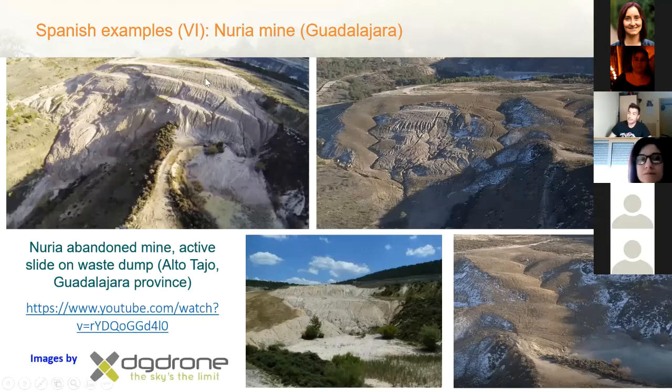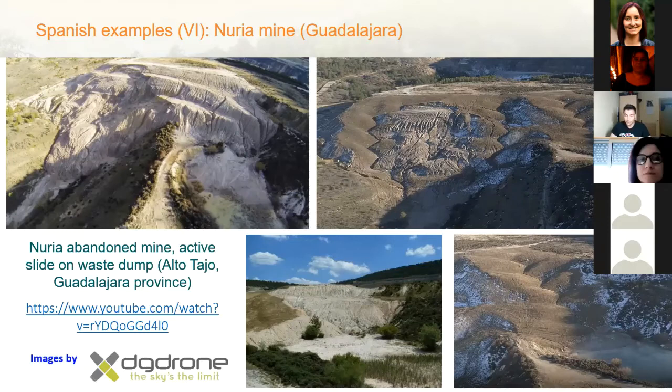Here in this mine, there was a waste dam restored in terraces. You can see the terrace here. And it experienced a heavy rotational landslide that advanced several centimeters a year.